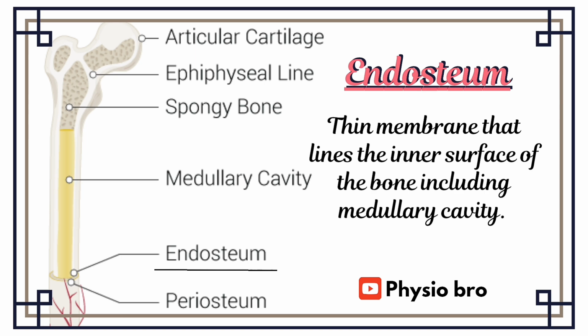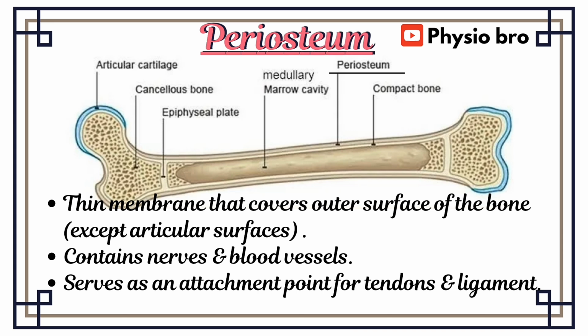Endosteum. Endosteum is a thin membrane that lines the inner surface of the bone, including the medullary cavity. Periosteum. Periosteum is a thin membrane that covers the outer surface of the bone, except articular surfaces. It contains nerves and blood vessels. Periosteum serves as an attachment point for tendons and ligaments.